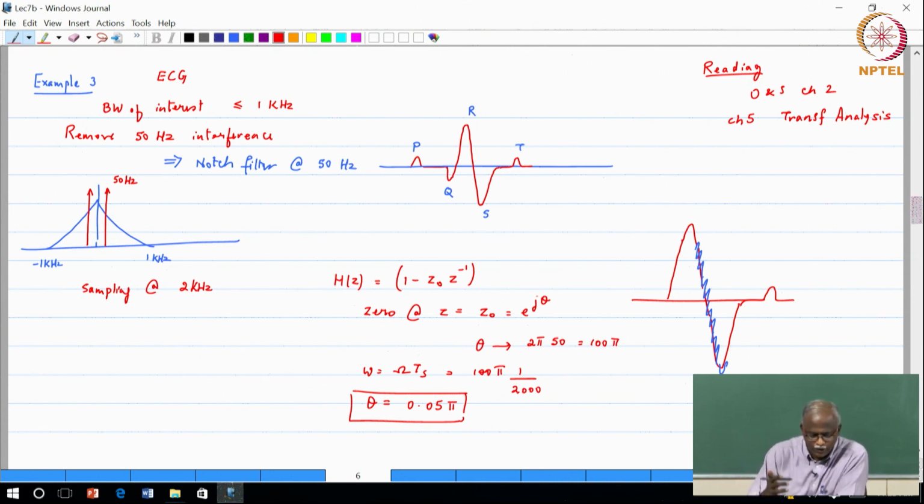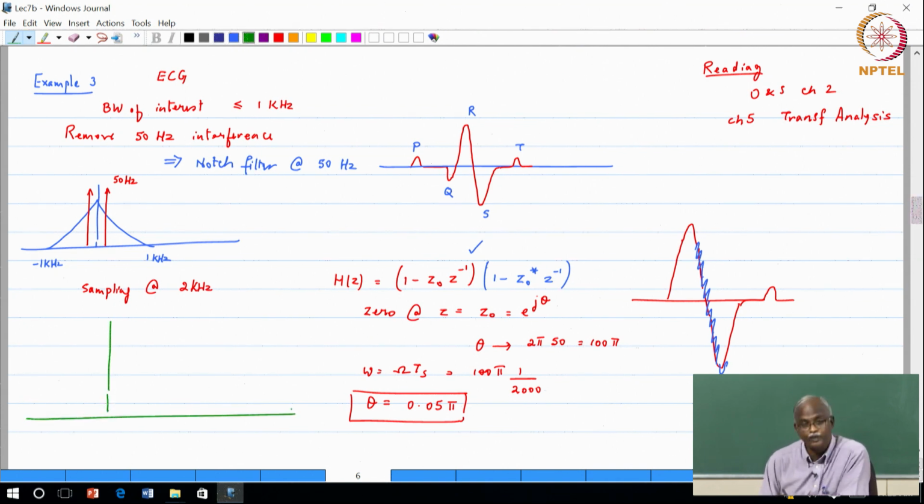So, basically it is very close to the, so yes, I have designed this, I have located the 0. I do not want a complex impulse response. So, what do we do? 1 minus Z0 conjugate times Z inverse, right, that will give you a real impulse response, very good. So, now I say, can you please sketch for me the spectrum of your notch filter. Okay.